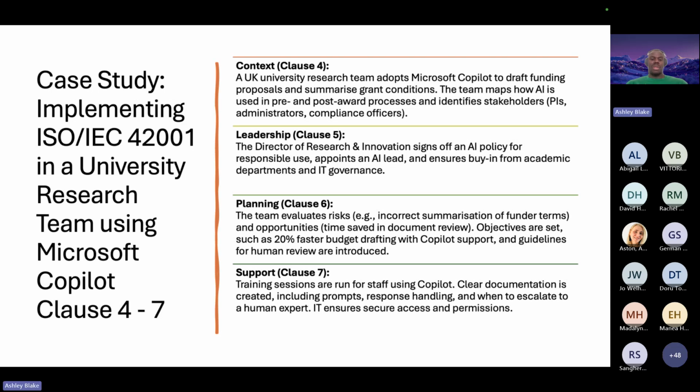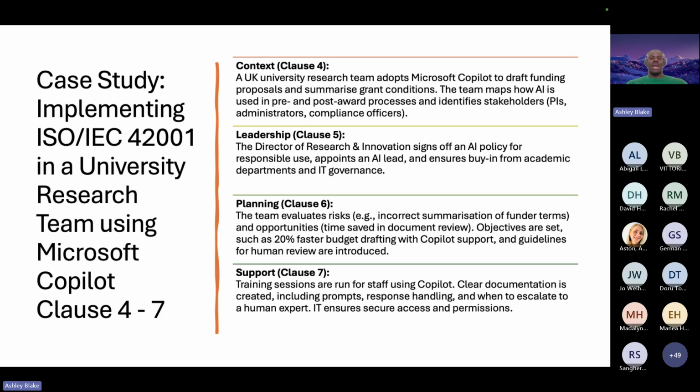So clause 7, that will set out your training sessions. So training sessions are run for staff using Copilot. Clear documentation is created, including prompts, response handling, and when to escalate to a human expert. IT ensures access and provisions are in place. So they're the first 4 clauses of the standard that you would follow.